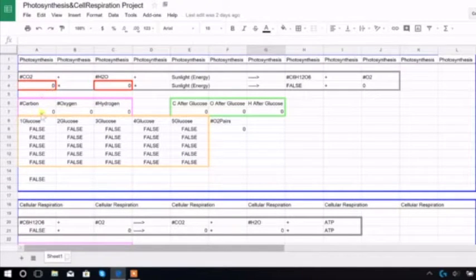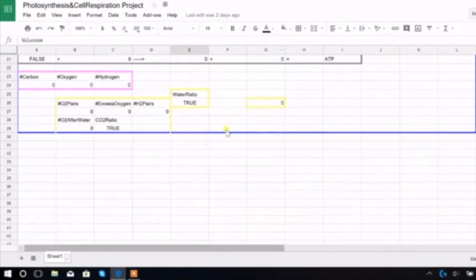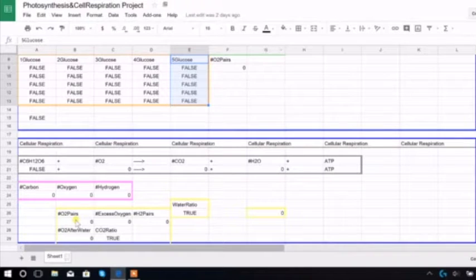So in the pink, I took apart what I have, the different carbon, oxygen and hydrogen atoms. And for the glucose, I had to do this big table. As you can see, the table only goes up to 5 glucose. That's a shame. And then it does the same thing, it takes it apart down here.